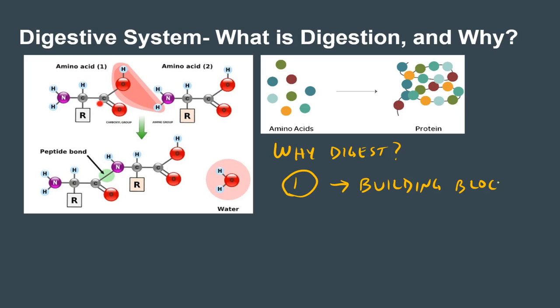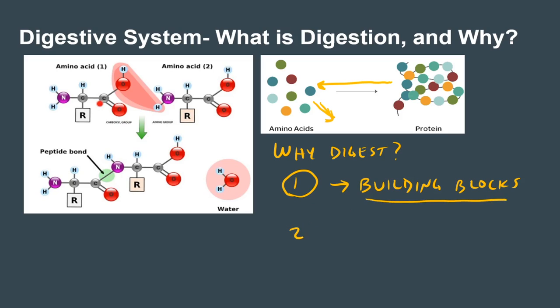Building blocks. So let's just say you're eating a hamburger, and there's a bunch of protein in that hamburger. Those proteins were made by some other animal. They're large molecules. Your cells want to use them to make its own proteins. So it breaks them down into the little parts and pieces so that your body can hook them together in a way where it's making the proteins that it needs. So that's one reason you break big molecules down: to get building blocks to make new molecules that your body needs and wants.